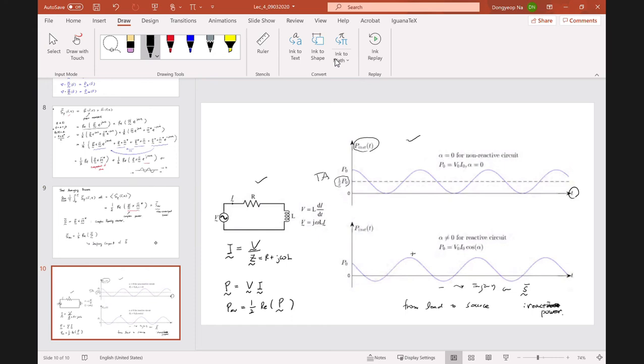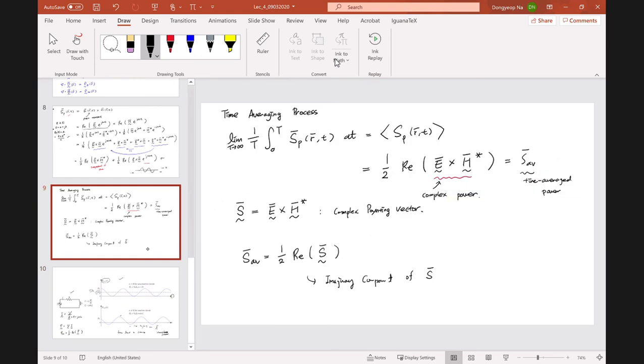So again, the imaginary component of this complex power physically means the power flowing from the medium to the source. Any questions so far?